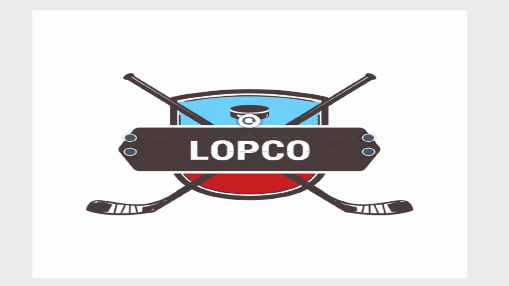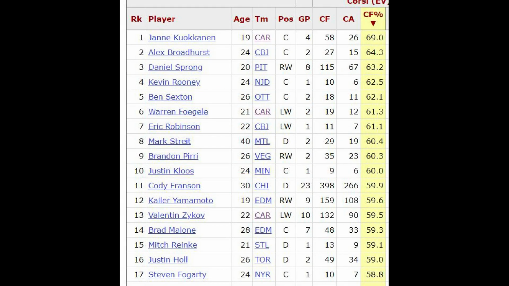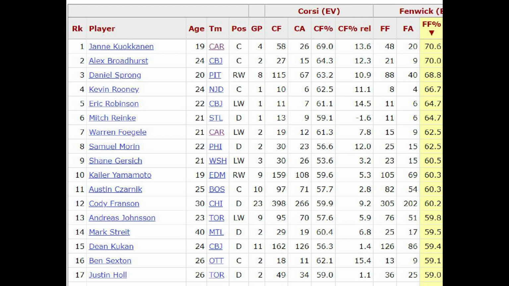What's the difference with Fenwick? Well, very little actually. Fenwick says blocks are stupid and bad, so we shouldn't count them. To calculate Fenwick, just do everything I just did, but without the blocks. Now personally, I tend to agree that blocks are generally pretty lucky, so I lean towards using Fenwick instead of Corsi. But really, Corsi and Fenwick rankings are very similar, whatever you prefer really.